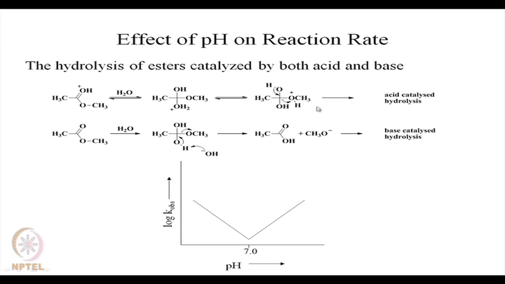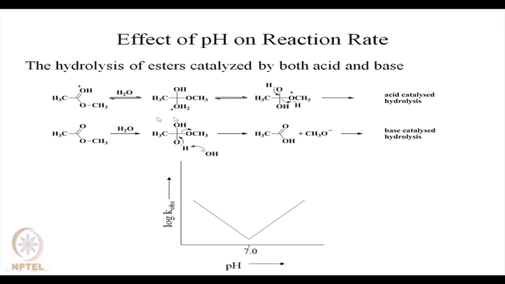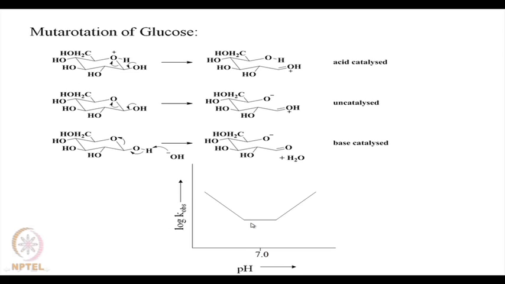In the same way, for the uncatalyzed reaction, there is one step, it could happen over here, okay, but that happens very slowly. That is why, because H plus and OH minus are less, okay, at pH 7. So, that is why it is minimum, rate is minimum. Okay.